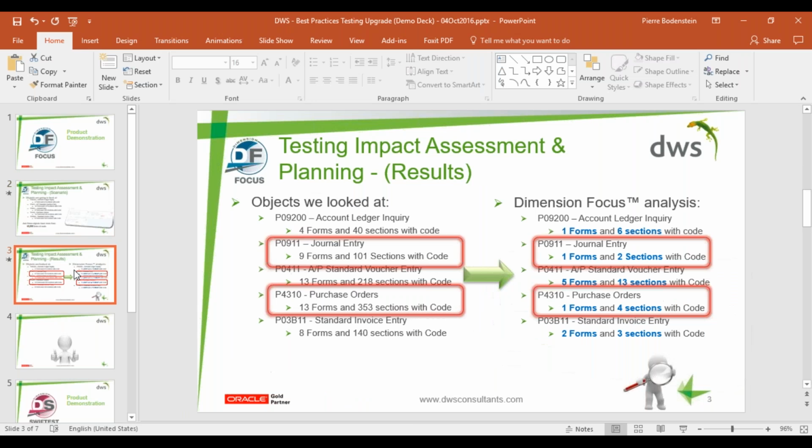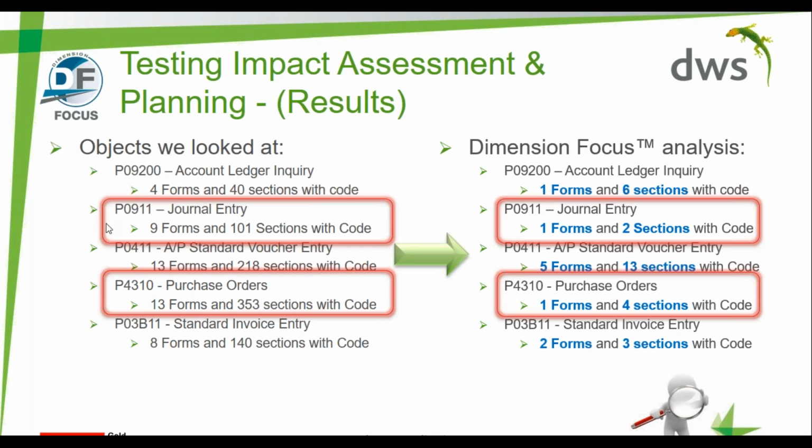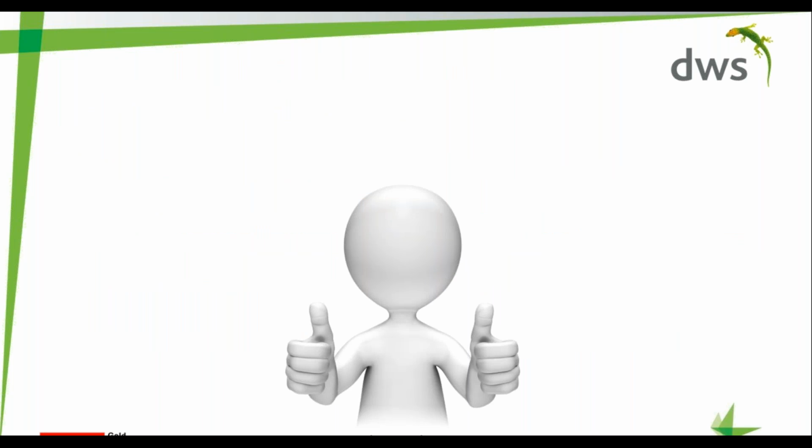So just to summarize, what we've got there is we looked at 0911. So that object has been affected by this change event. 9 forms is in 0911, the journal application, with 100 sections. We now see that only 1 form has been affected, with only 2 sections of code. So you can see how that's a huge saving in terms of effort and focusing your attention of testing only on the section that's been changed. Don't waste your time on doing testing on stuff that has not been changed.